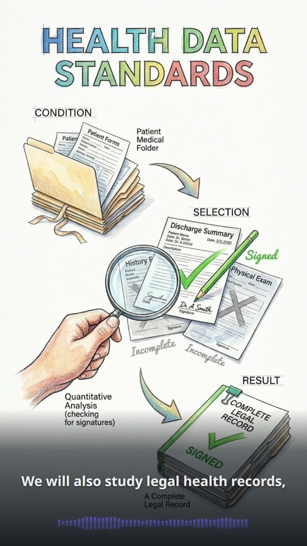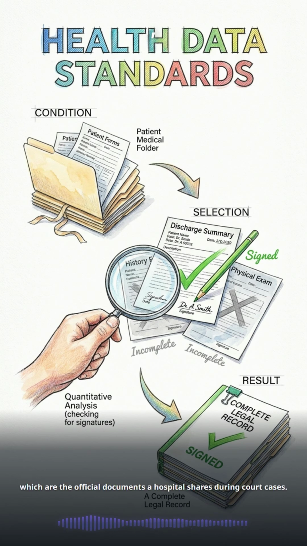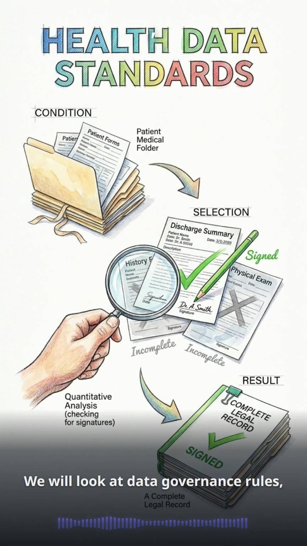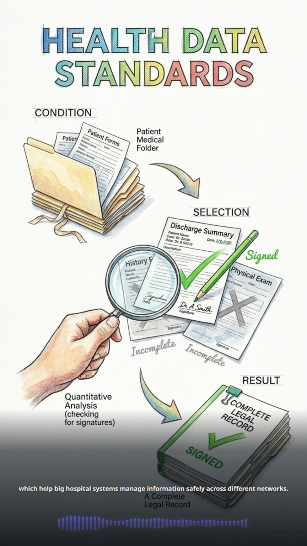We will also study legal health records, which are the official documents a hospital shares during court cases. You need to remember compliance standards, because government agencies check these files to stop bad healthcare fraud. We will look at data governance rules, which help big hospital systems manage information safely across different networks. Mastering these electronic record concepts will help you answer many tricky questions on the actual exam very quickly.